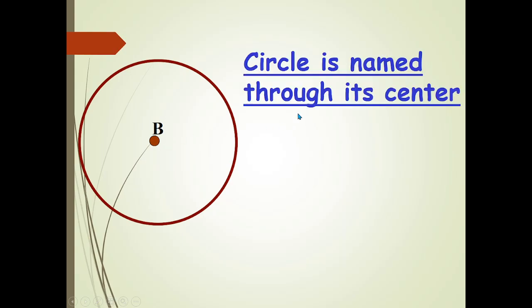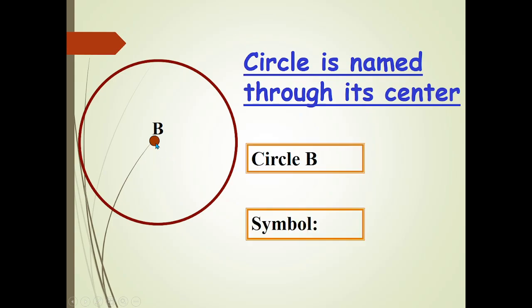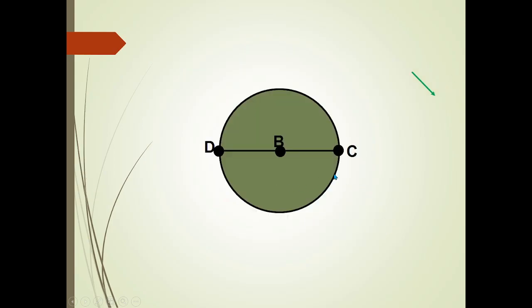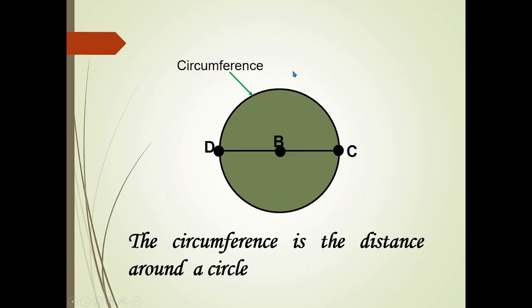So let's begin with this figure. There is a center B. Therefore, this circle that is named through its center will be called a circle B, since B is the center. And the symbol for this is this. Next. Here we have the distance around the circle, which is the circumference.